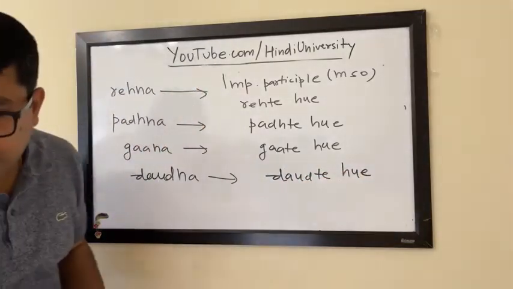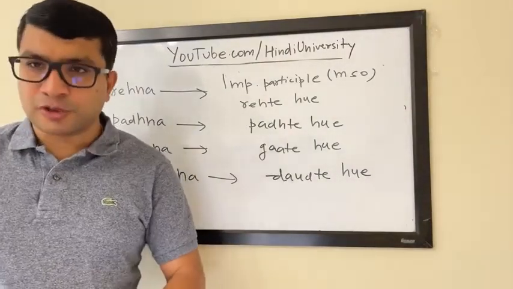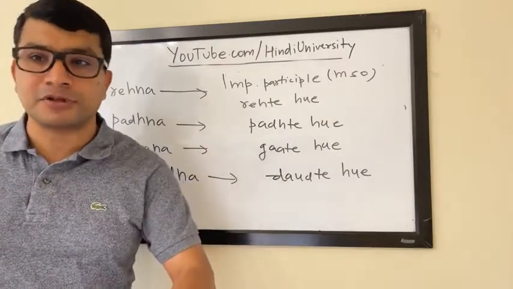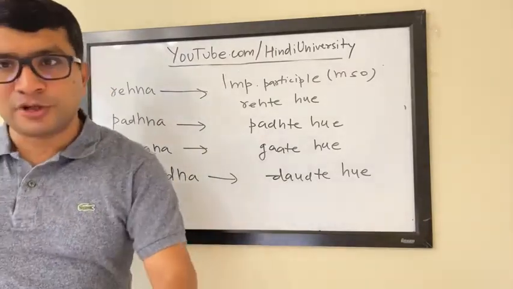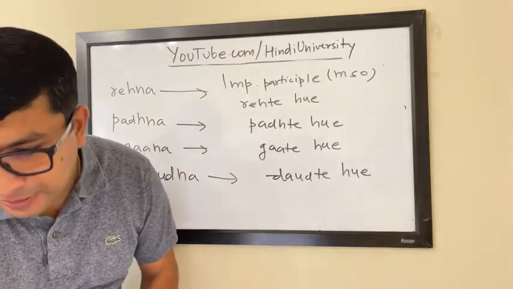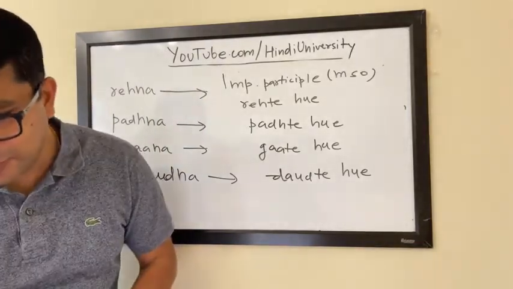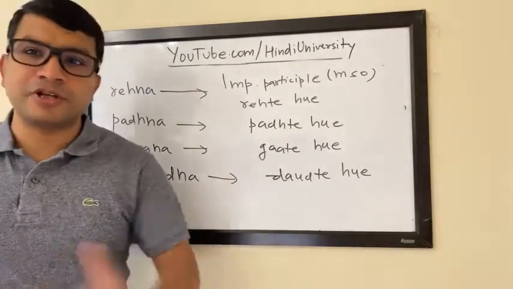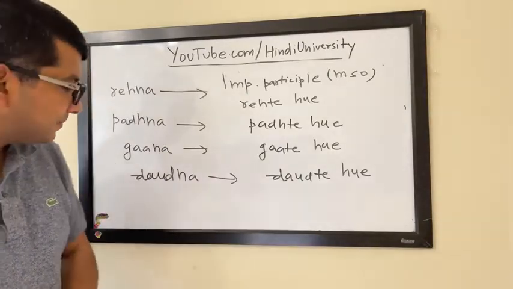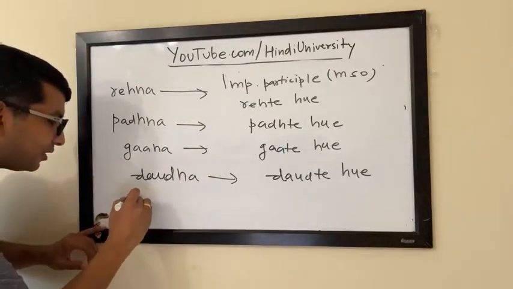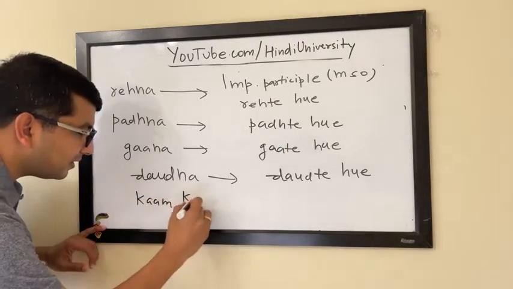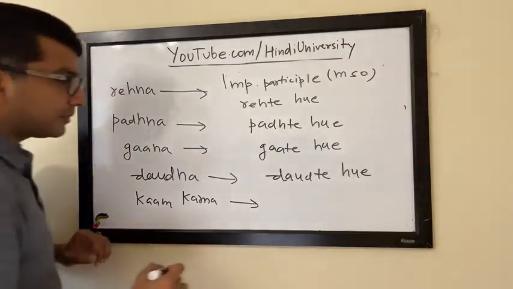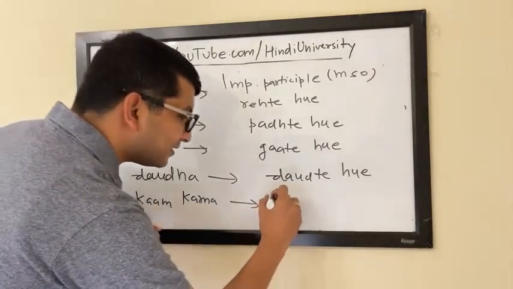And now I want you guys to volunteer. Take something that you've been doing for many years, or that you stopped doing some years ago. It should relate to you. I've been working. Kaam karna. Very good. So the verb is kaam karna. And let's say you've been doing it for years. Kaam karte hue. Very good.